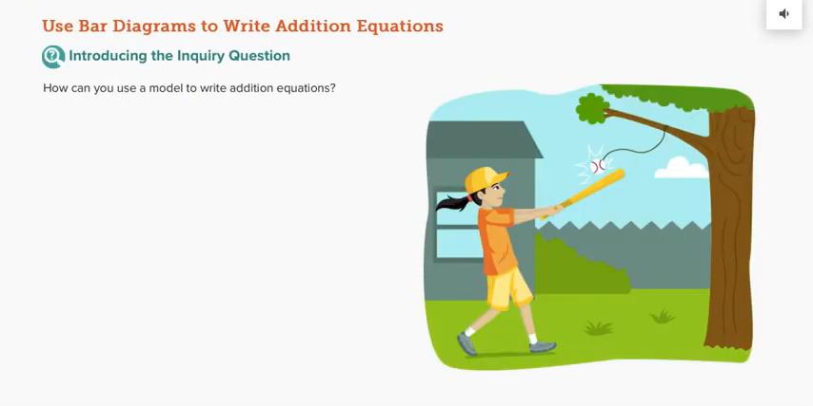To begin with, let me introduce to you the question: how can you use a model to write addition equations? Let us explore. Thien played 2 seasons of baseball. She had 97 hits in all, with 43 hits in the first season. What is the unknown quantity in this problem? With your copybook ready, explain.